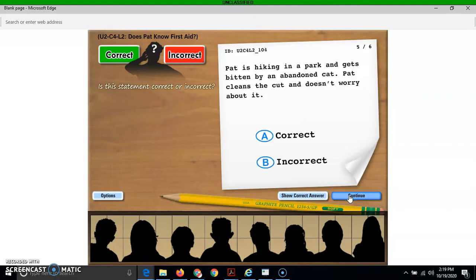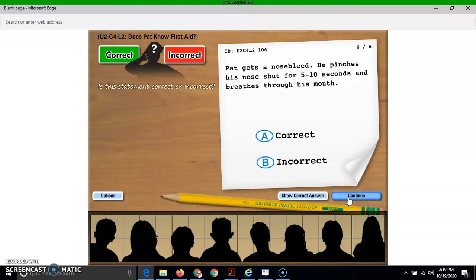Pat is hiking in a park and gets bitten by an abandoned cat. Pat cleans the cut and doesn't worry about it. Is that correct or incorrect? Incorrect. You want to wash the wound up, but if it's an abandoned cat, you need to probably tell your local animal people to get that because it could have rabies.